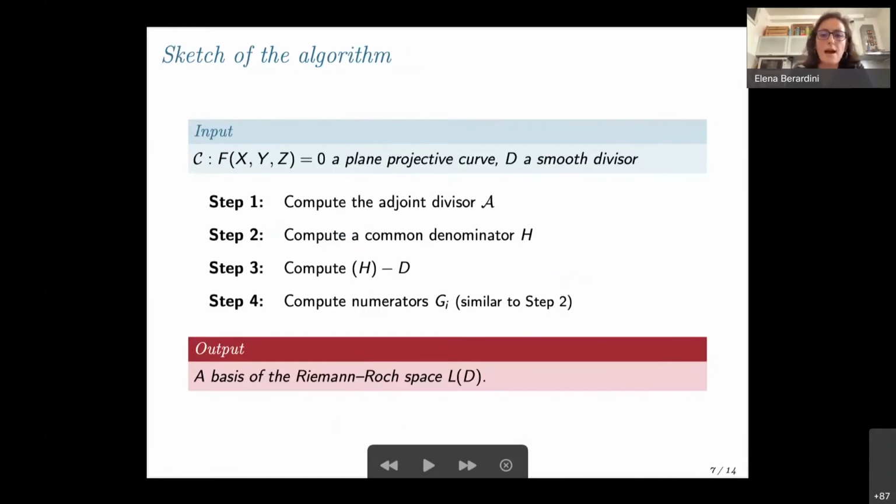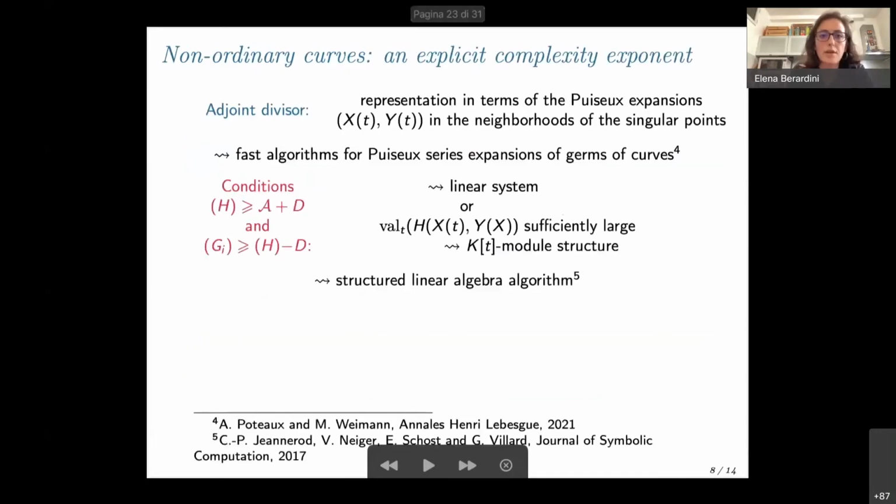So you have a basis of L(D) in terms of the Gi and H, but I just want to give you an overview of what is behind all this computation. The computation of A can be done using a representation in terms of the Puiseux expansion around the singular point of the curve, for which we have an algorithm that has been developed this year.